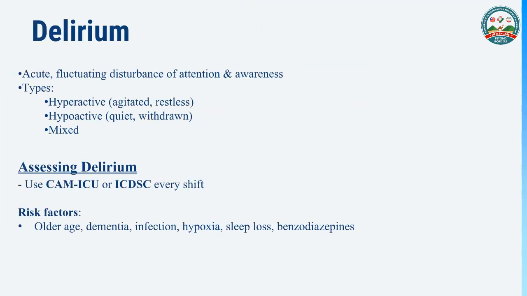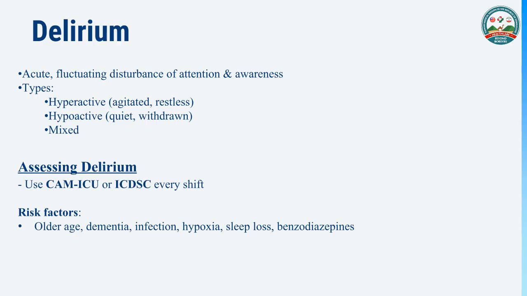Delirium is an acute and fluctuating disturbance of attention and awareness. It can appear suddenly and change over time, sometimes within hours. There are 3 main types of delirium. Hyperactive delirium, when the patient becomes agitated, restless, or combative. Hypoactive delirium, when the patient appears quiet, withdrawn, or less responsive. And finally, the mixed type, which alternates between these 2 states.